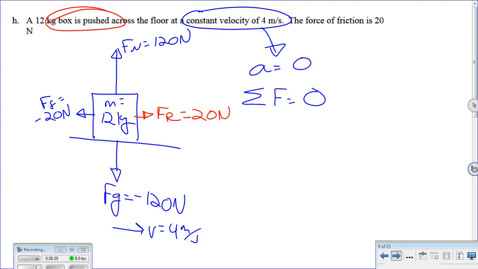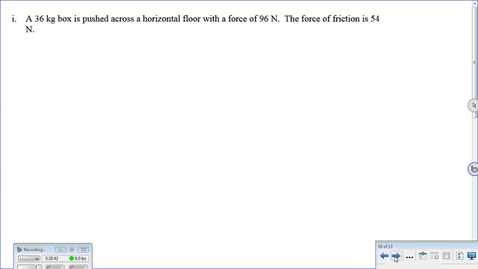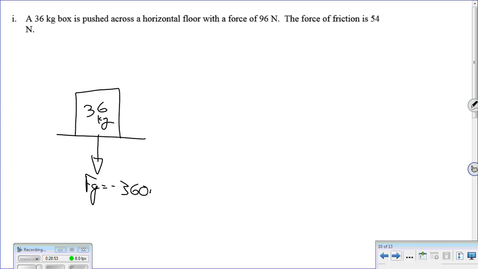Okay, we are almost done. Question I. 36 kilogram box. Put in your gravity. All right, so it's being pushed across the horizontal floor, so automatically I can put in my normal force. So that's step 1, put in your mass and your force of gravity, and I tacked on my normal force. Step 2, any given forces. Oh, it's being pushed. Oh, shoot. What did I do wrong?